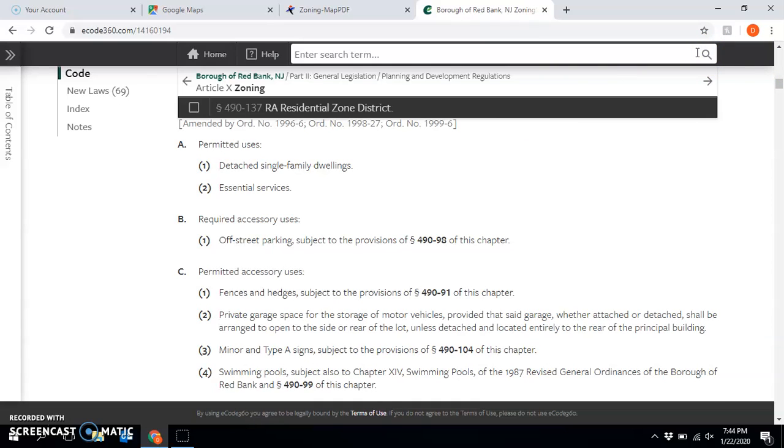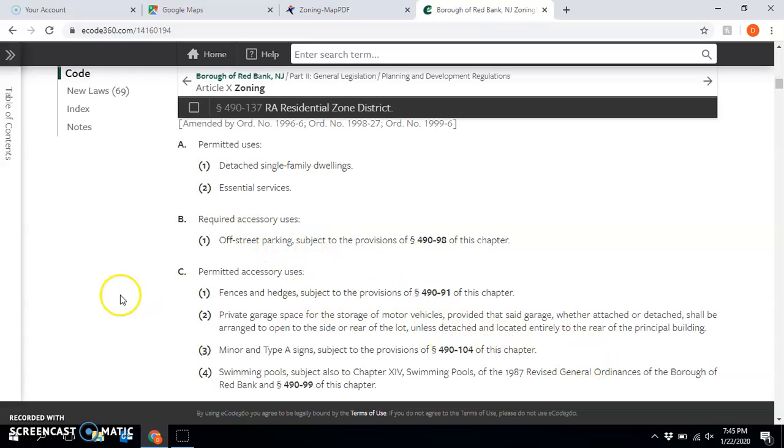And here are all the applicable laws and regulations for the RA residential zone district. So it tells you what your permitted uses are. You're allowed a detached single family home and an essential service, which is basically things that are good for the general being of community that you can't really not have, like a daycare, for example, is an essential service. It's for the better good of the town.